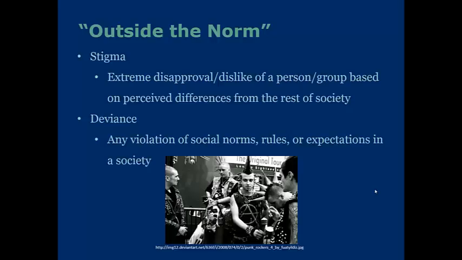Conversely, there's outside the norm. Outside the norm states that you deviate from commonly established social norms, and this is common through any culture. Stigma is an extreme disapproval or dislike of a person or group based on perceived differences from the rest of society. Deviance is any violation of social norms or expectations in a society. Generally, the younger generations are more outside the norm than the older generations.